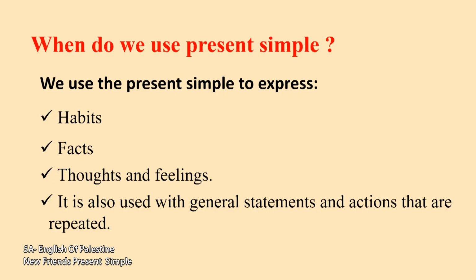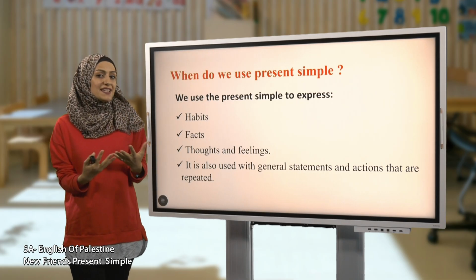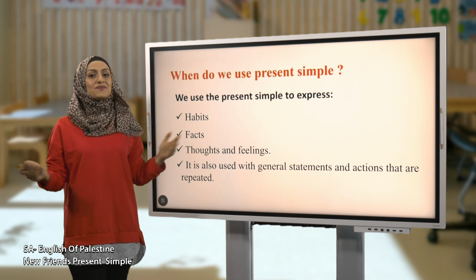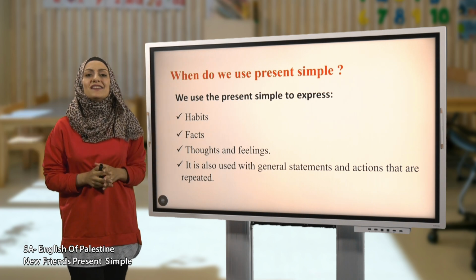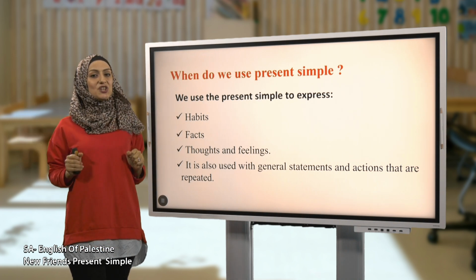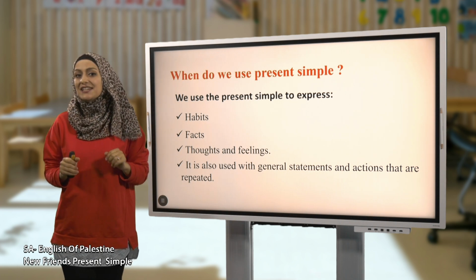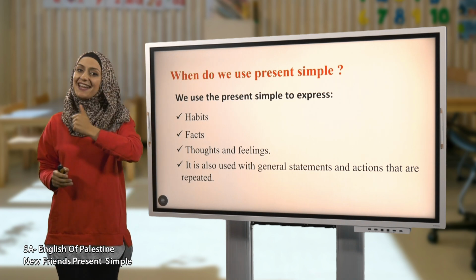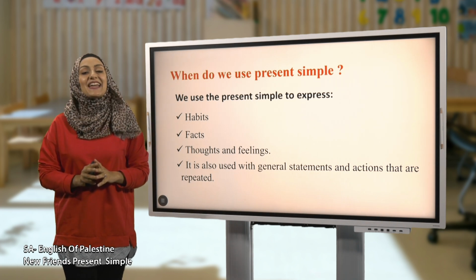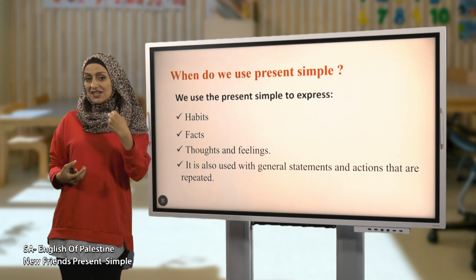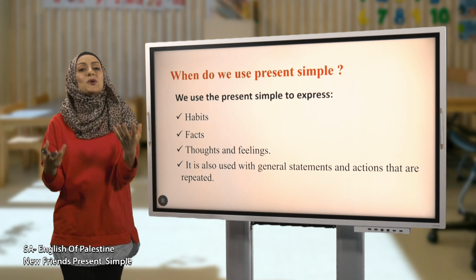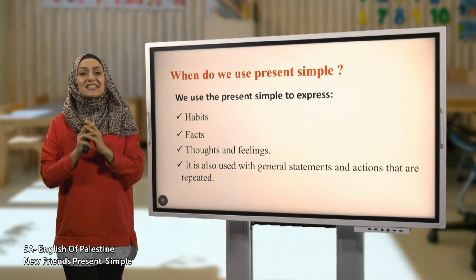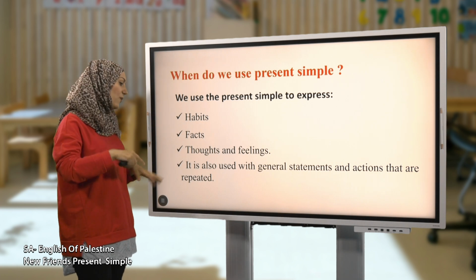Thoughts and feelings. When you want to express your feelings, how you feel, you should use the present simple. For example, I feel happy today. I love my English teacher. Do you love your English teacher? So you can say, I love my English teacher. I prefer English to math. Excellent. These are feelings. These are things that we feel inside. So when we want to talk about them, simply you use the present simple that we will learn now.